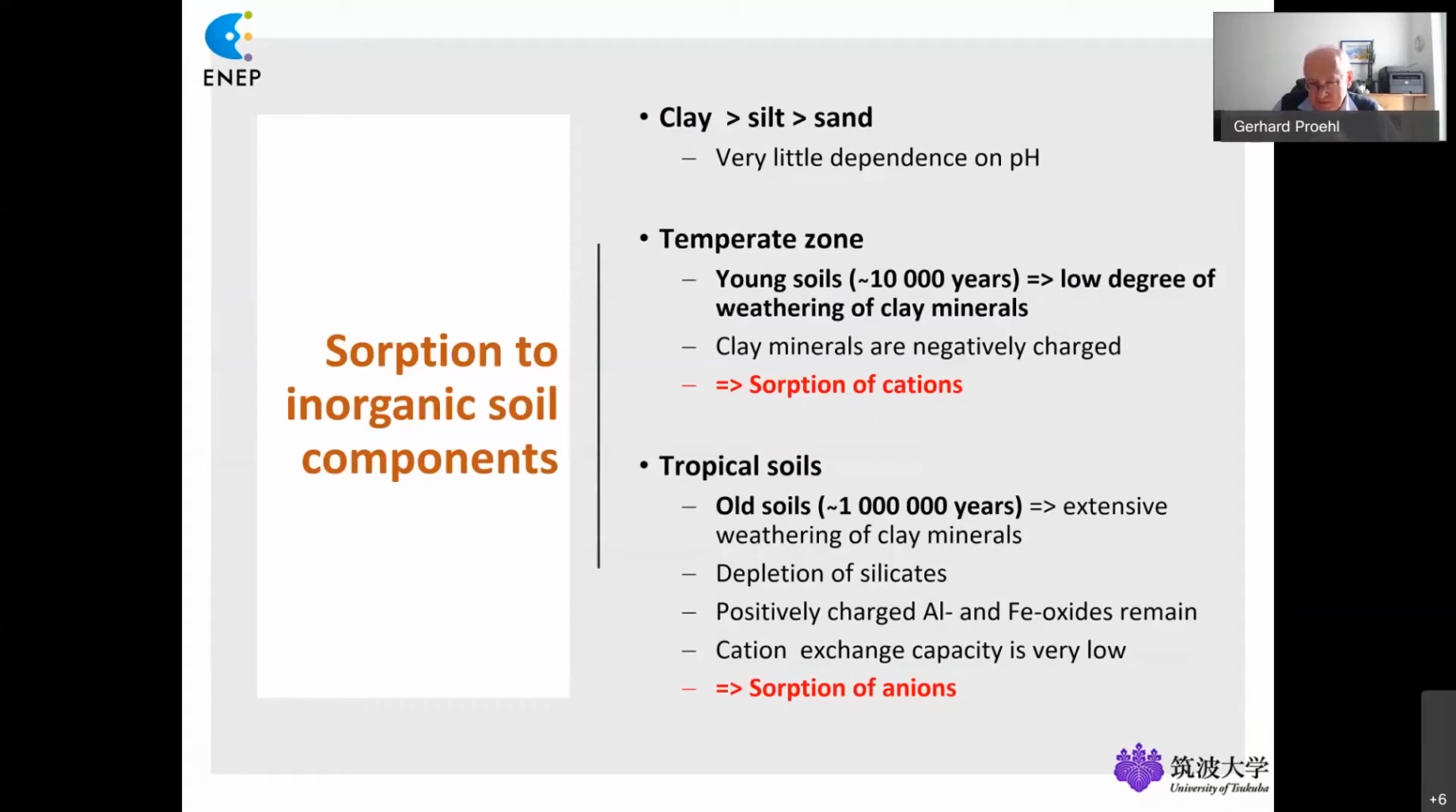We can observe this very well because in tropical, deeply weathered soils the availability of cesium is very high. Cesium is positively charged and is therefore no longer retained in these tropical soils, and uptake of cesium from tropical soils can be very high. So these are processes we have to keep in mind when we look at longer time frames.